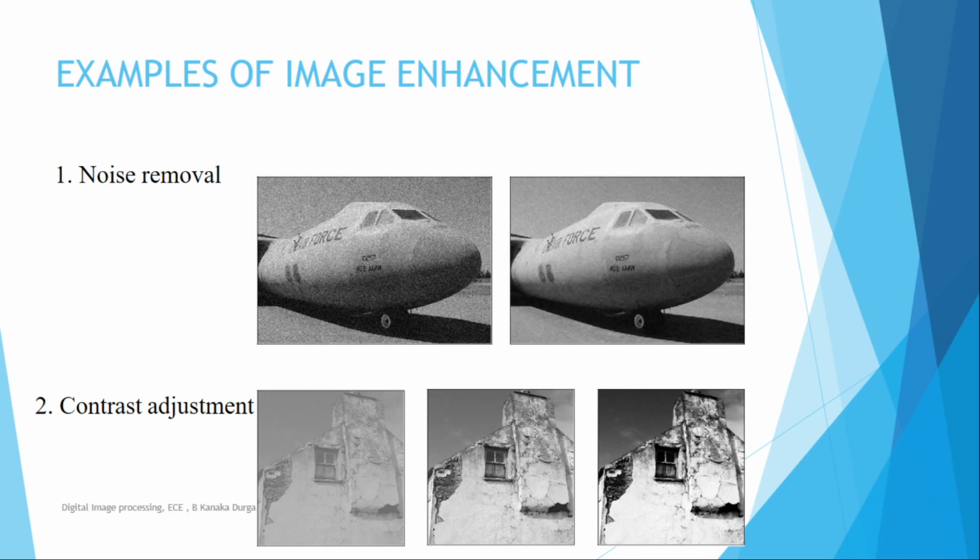So what are the applications of image enhancement? We will discuss the examples. Observe the first photograph. In this first photograph, noise is present. We are going to apply the image enhancement technique, namely a filter, on this image. So the filter removes the noise. Whenever the noise has been removed, this will be the photograph.